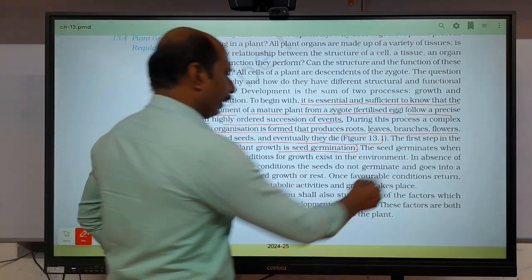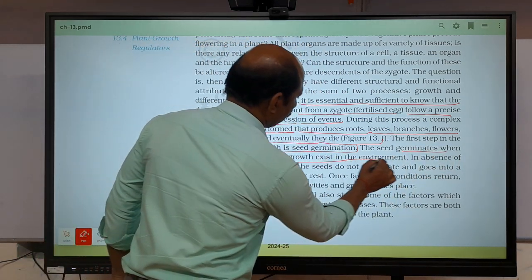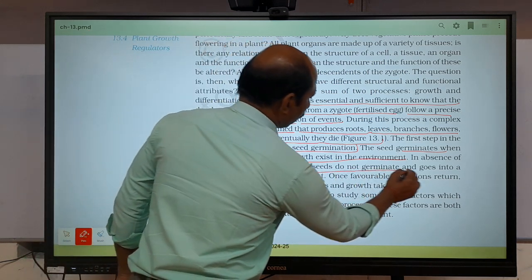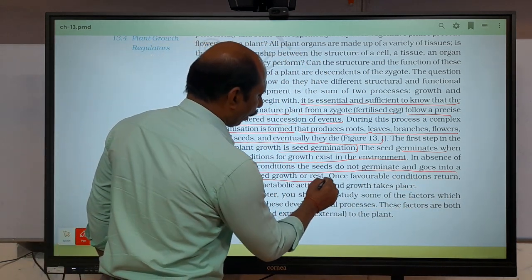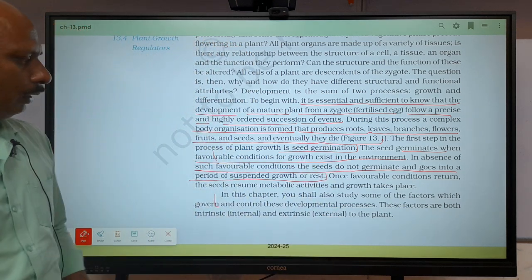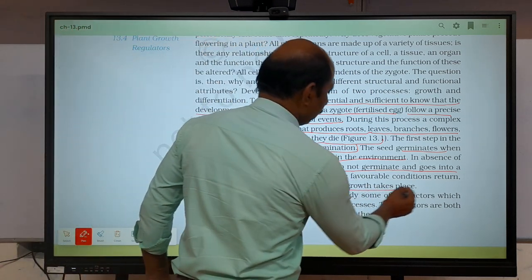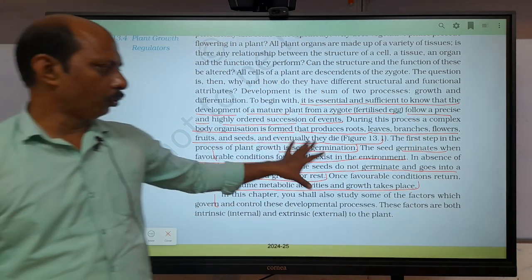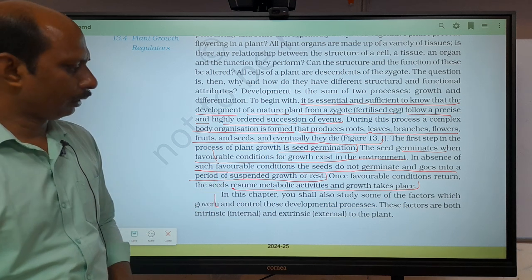Now the seed germinates when favorable conditions for growth exist in the environment. In the absence of favorable conditions, the seed does not germinate and goes into a period of suspended or resting period. Once favorable conditions return, the seed resumes its metabolic activities and growth takes place. That means for growth, favorable conditions are important, right?